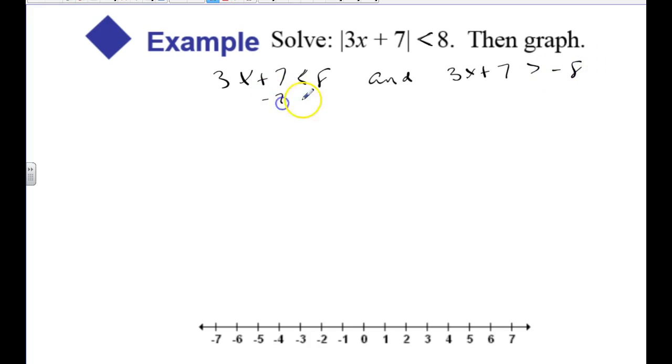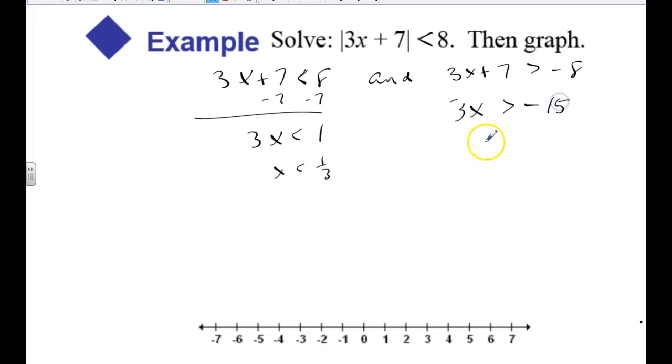So I'll subtract 7 from both sides. 3x is less than 1. X is less than 1/3. Hard to graph, but I'll get close on my number line. Subtracting off 7 gives me 15. Dividing by 3 gives me -5. So this is an AND statement, so I know that the graphs should come together.